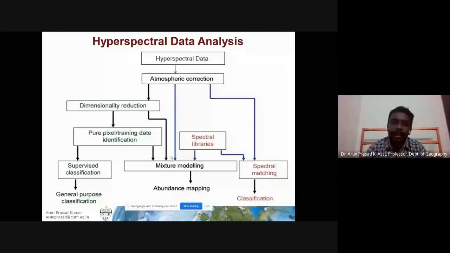Mixture modeling is another aspect. Within a single pixel, you have multiple different features. So we have to label the pixel to a particular class, so which class it should be assigned to. For that, you need to do mixture modeling, which we will see in the next slide. For that, you need to have a spectral library for each species as the reference.